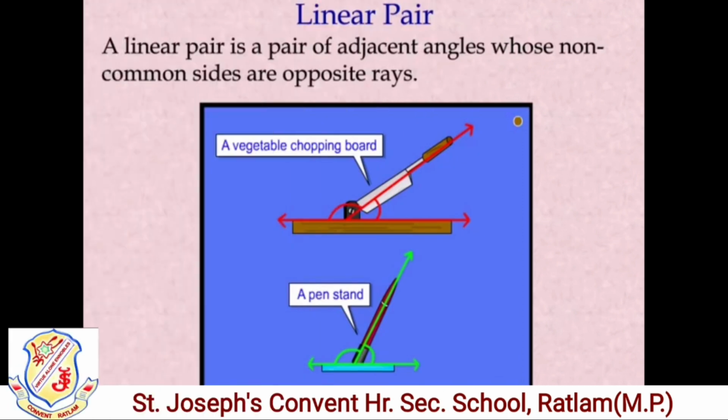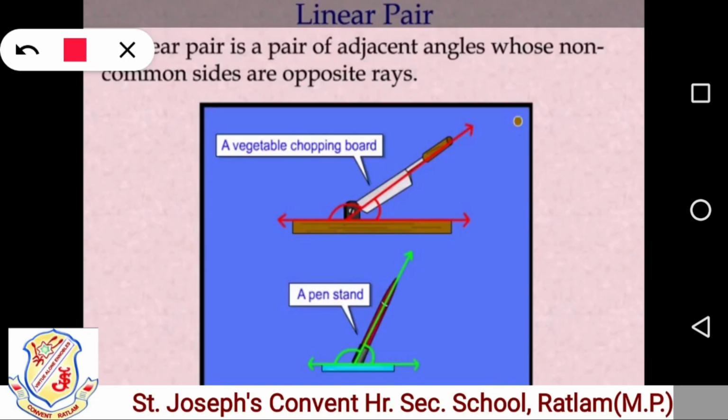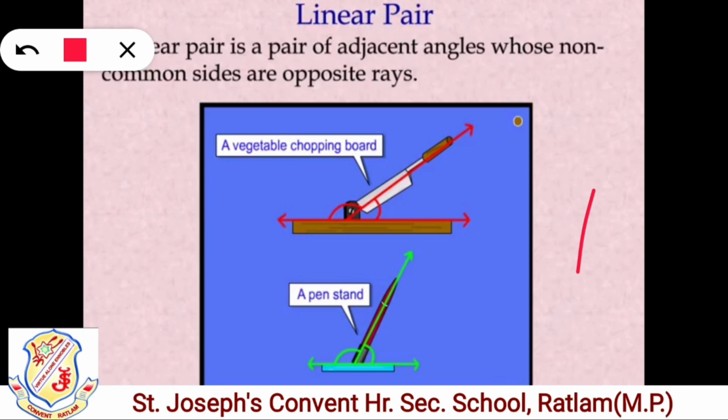Next we have the linear pair angles. Now children, what is a linear pair? A linear pair is a pair of adjacent angles whose non-common sides are opposite rays. See children, just understand this definition carefully, that a linear pair is a pair of adjacent angles. Here you can see angle 1 and angle 2. Both these angles are adjacent angles. Yes, why? Because they are sharing a common point, that is a common vertex, and they are sharing a common side also. And both the angles are separated.